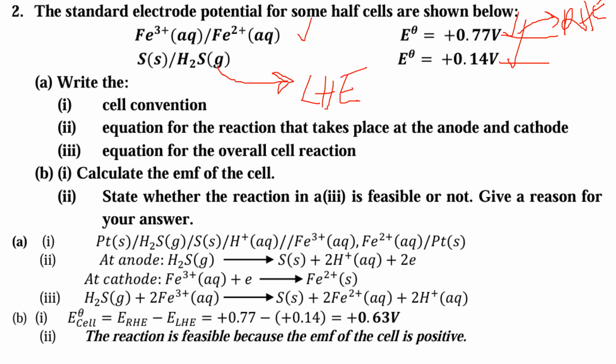Now after realizing that, when you come to part B to calculate the EMF of the cell, you just take EMF on the right-hand electrode minus EMF on the left-hand electrode. Our right-hand electrode, we identified it as 0.77, minus EMF of the left-hand electrode, which is 0.14. And you got a positive value. Since it's positive, the reaction is feasible, because the EMF of the cell is positive. If it's negative, the reaction is not feasible.